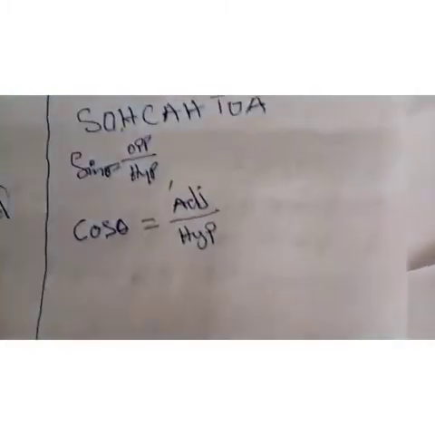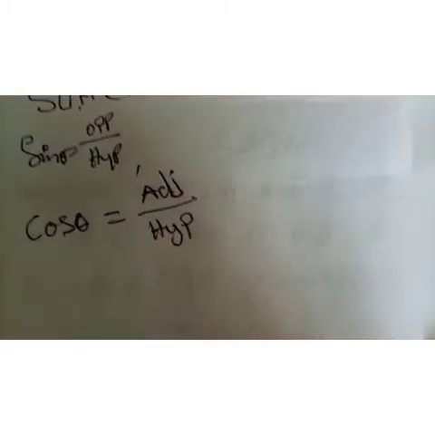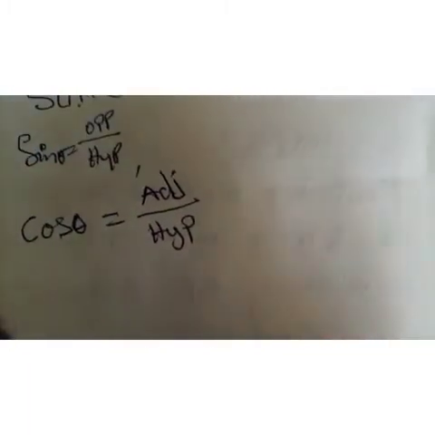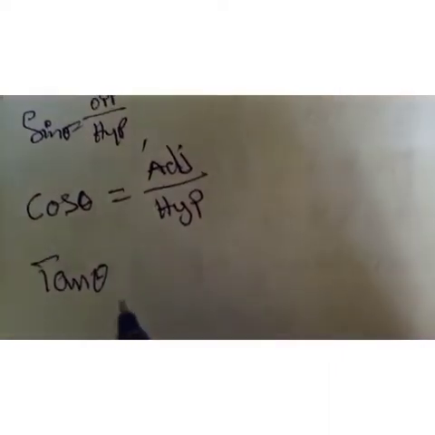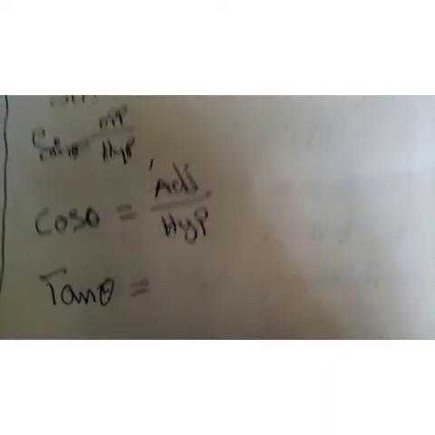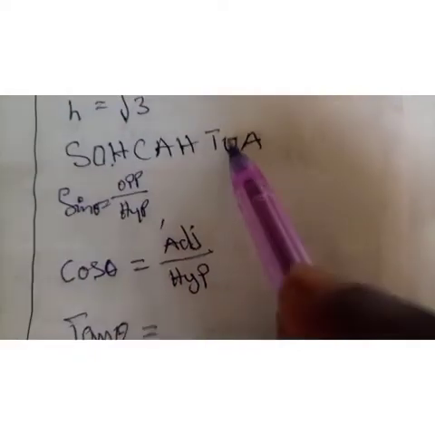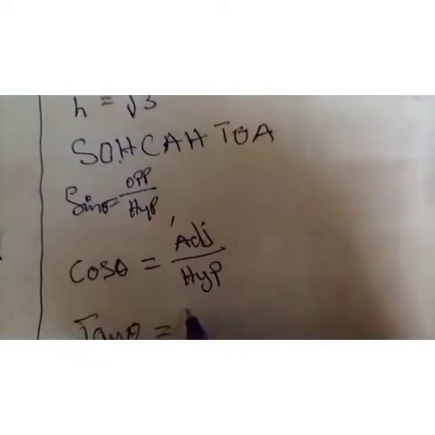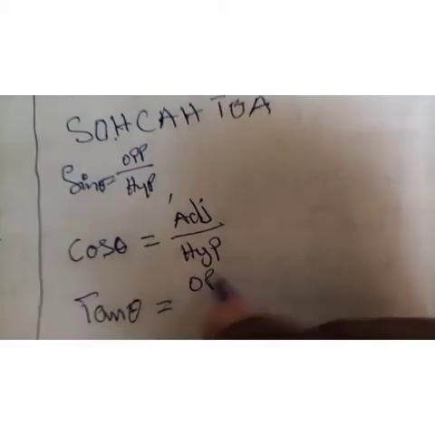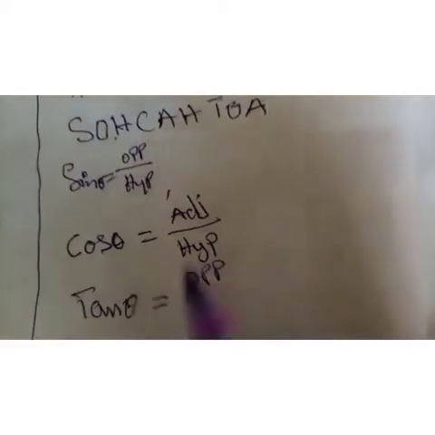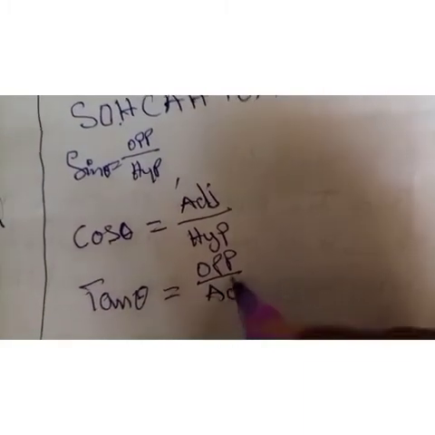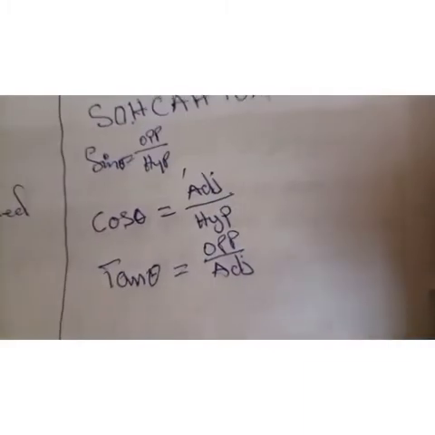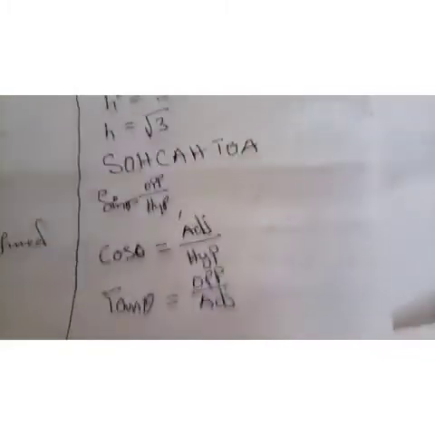Again, let's look for tan. Tan theta will be equal to, in SOHCAHTOA, T is with O, which is opposite, over A, the adjacent. So that is the meaning of SOHCAHTOA. We'll be applying SOHCAHTOA in this.